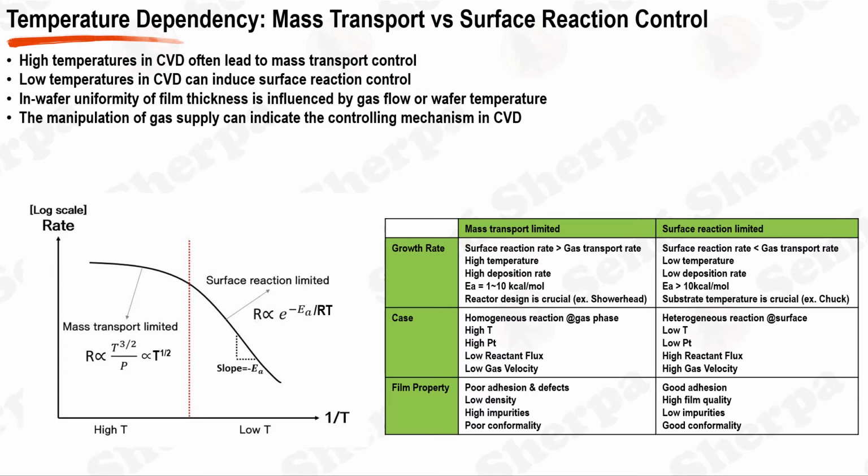Determining whether a CVD system operates under mass transport control or surface reaction control can be accomplished through a simple experiment, involving the manipulation of the gas supply. If a doubling in gas supply corresponds with a doubling in growth rate, it likely indicates mass transport control. In contrast, minimal or no change in the growth rate might suggest surface reaction control. Such an experiment proves invaluable in effectively controlling and optimizing the CVD process.